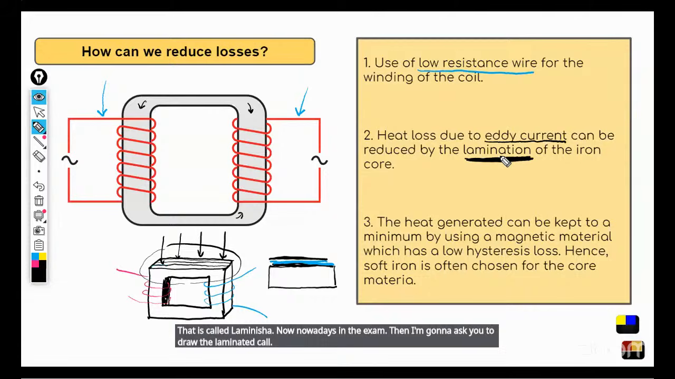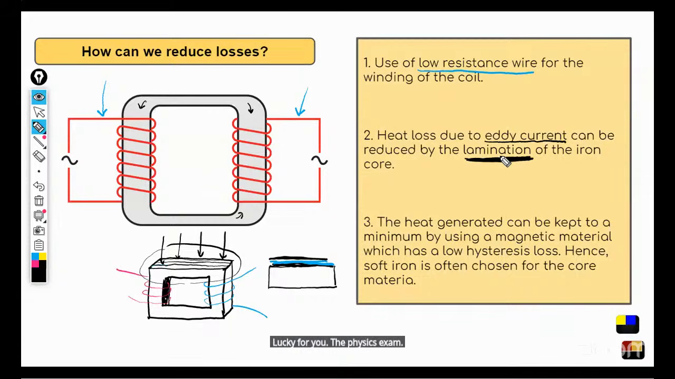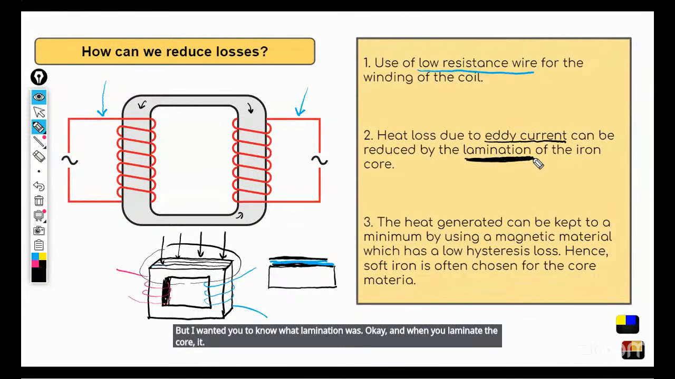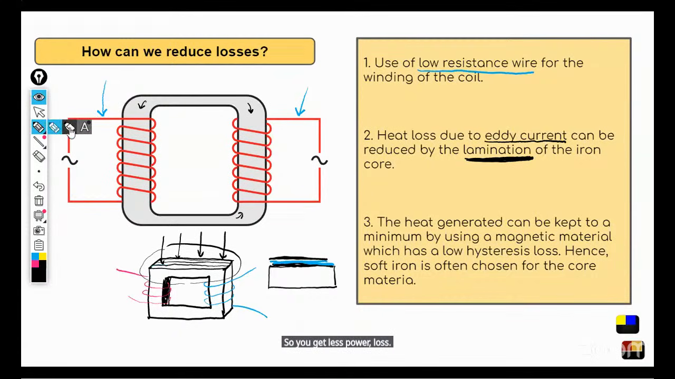Now, nowadays in the exam, they're not going to ask you to draw the laminated core. Lucky for you, the physics exam has gotten much easier over the years. You just have to be able to state the word lamination. But I wanted you to know what lamination was, okay? And when you laminate the core, it doesn't stop the eddy currents totally. You can never stop the eddy currents, but it does reduce the amount of eddy currents. At least it reduces it, right? So you get less power loss.